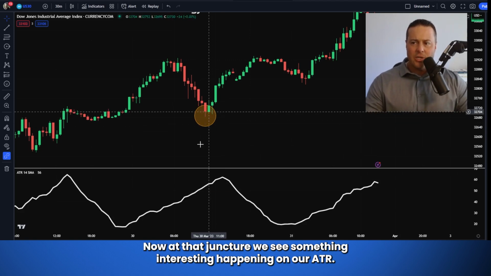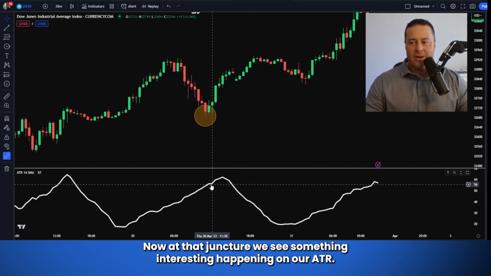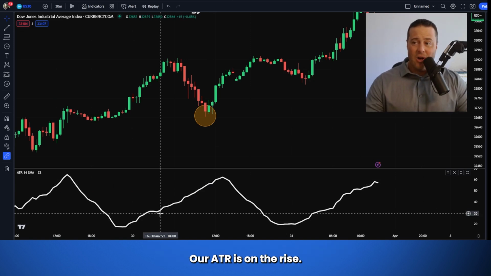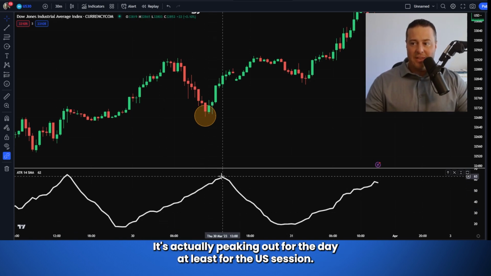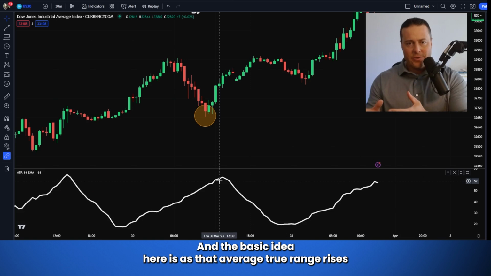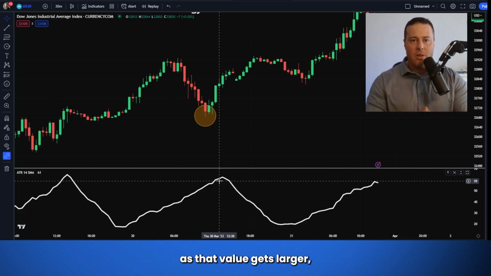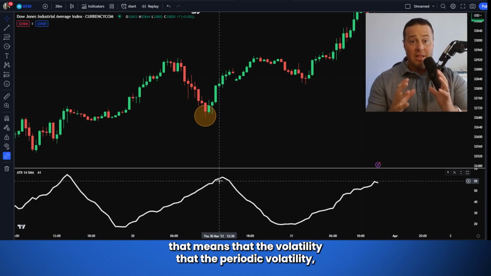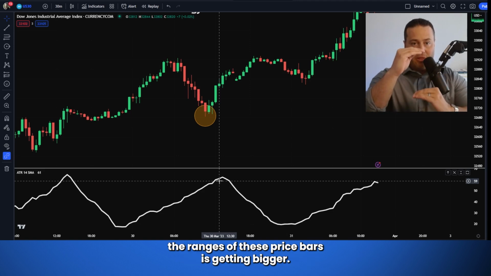Now, at that juncture, we see something interesting happening on our ATR. Our ATR is on the rise. It's actually peaking out for the day, at least for the US session. And the basic idea here is as that average true range rises, as that value gets larger, that means that the periodic volatility, the ranges of these price bars, is getting bigger.